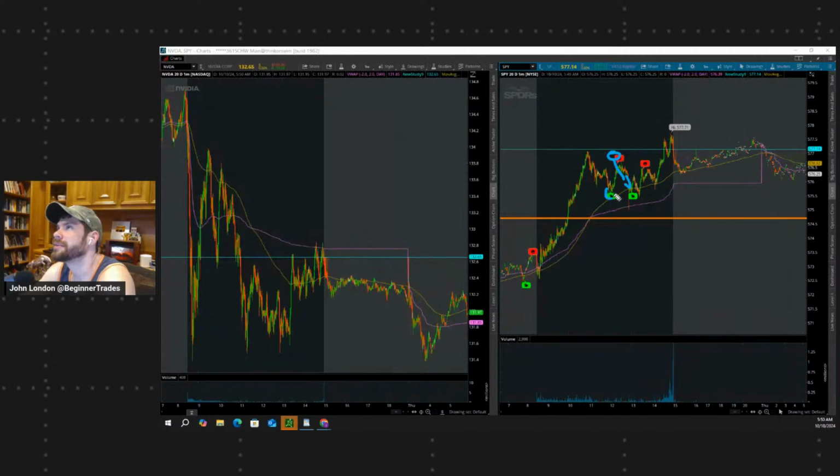Nice little breakdown. Nice little breakup. Green indicator here, boom. Red indicator there, boom. So literally 1, 2, 3, 4, 5, 6. 6 for 6 today on the SPY. I'll have to keep testing it to see if it continues to work well, but it doesn't look bad, man.